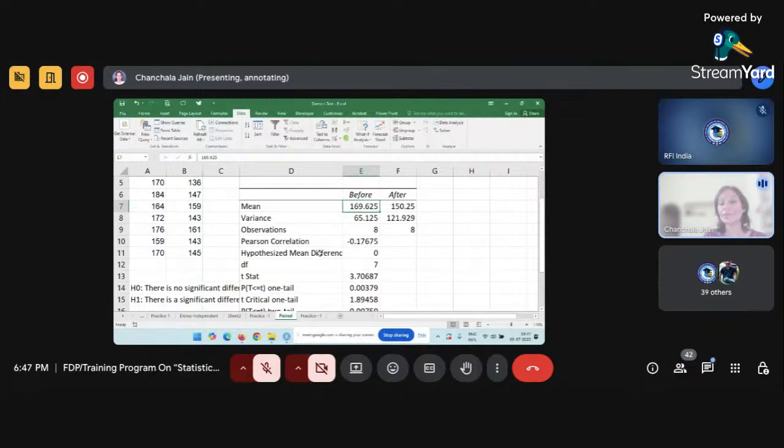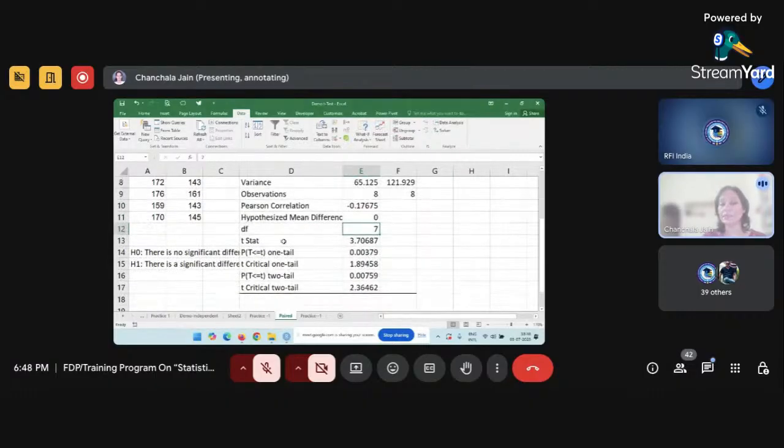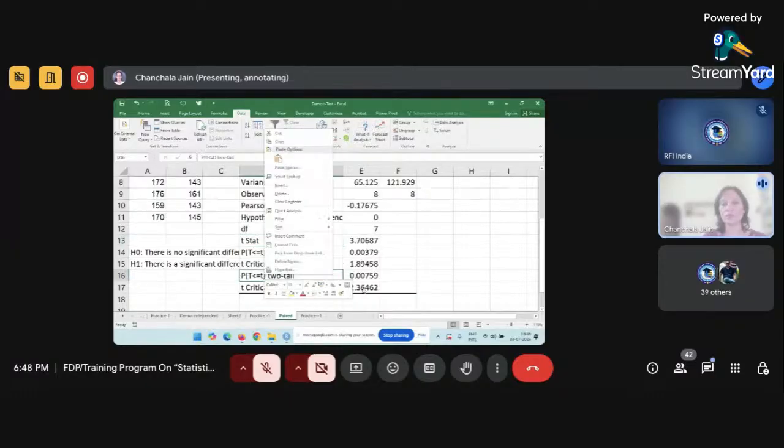Hypothesis mean difference, we have not passed anything. That is why it is coming 0. Degrees of freedom will be n-1, which is 7. T statistic value, or T calculated value, is 3.70687. I'll select these two as I will interpret my results using this.